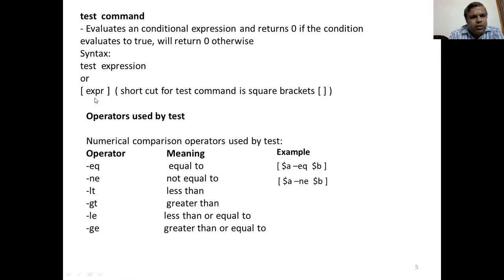Or there is a shortcut for using the test command, which is the square bracket. Inside the square brackets, you put the conditional expression that is to be tested. So you can use this form or this form. Then, the operators used by test.